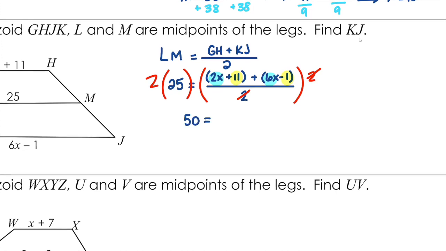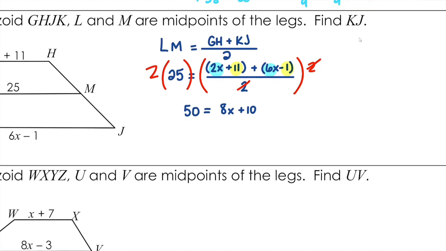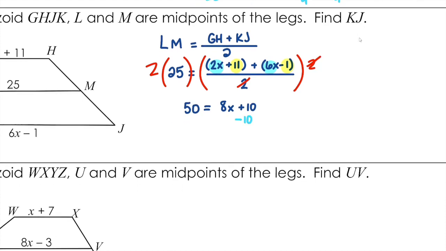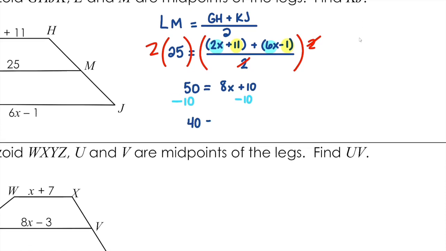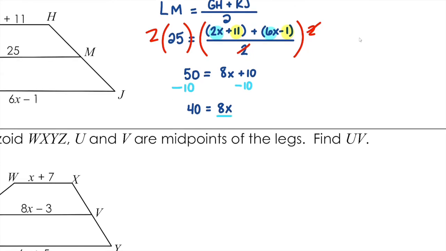So 50 equals 8x plus 10. Subtract 10 from both sides. So 40 equals 8x. Divide both sides by 8 because we want to get that x all by itself. So x equals 5.